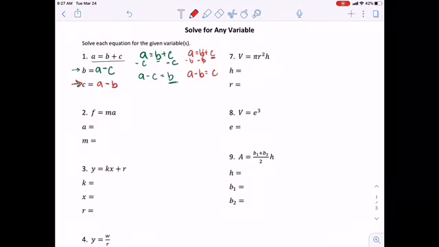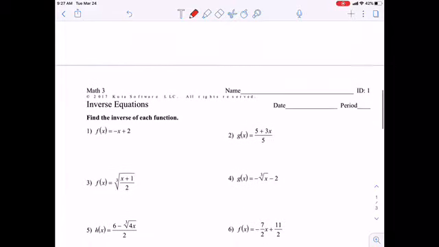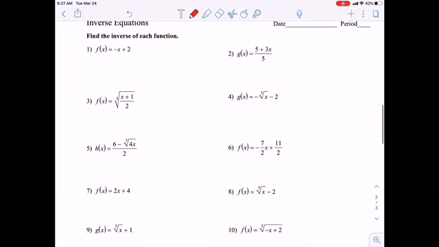Now today we're working on this solve for any variable equation, and in my first video I talked about problem 1, the front side of this assignment. If you look at the back side of this assignment, it's called inverse equations, and we're going to practice actually getting inverse equations. Now remember, when we do that, first I'm going to look at problem 1 and think of this problem as y equals negative x plus 2.